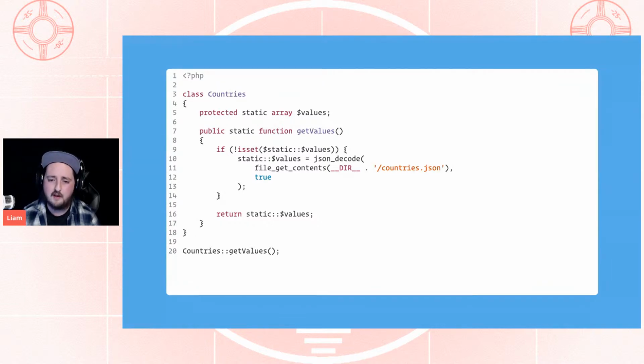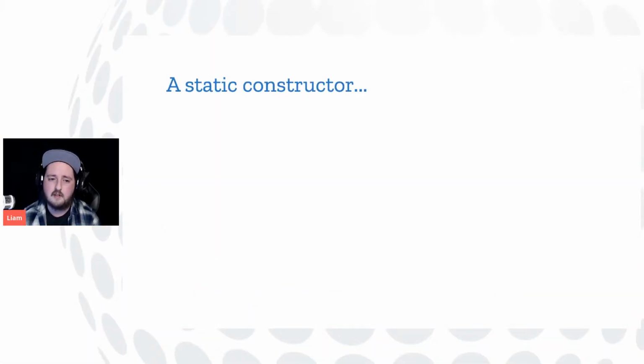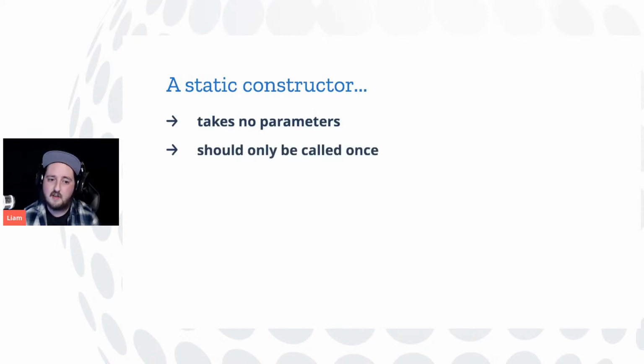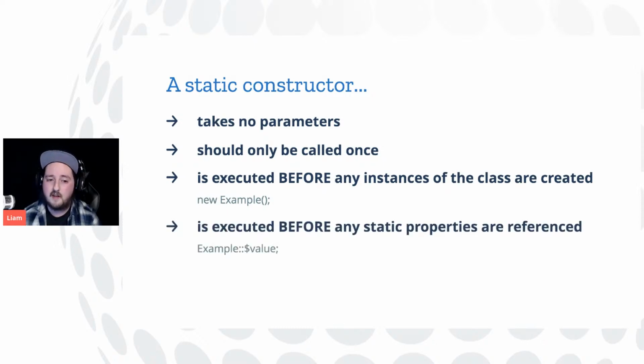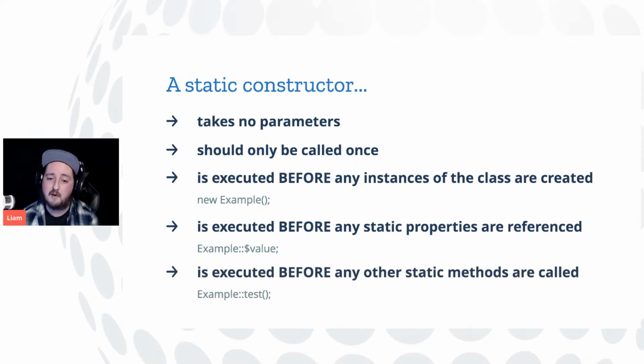But just before we do that, let's see what a static constructor actually is and the rules it needs to follow. A static constructor, like we said before, is a static function that belongs to a class, but it should take no parameters. It should only ever be called once for that class. It's executed before any instances of the class are created, so before we hit the normal constructor. It's executed before any static properties are referenced, and before any other static methods are called. So really, it's a simple function with nothing special about it. We just need to make sure that it gets called at the right time.